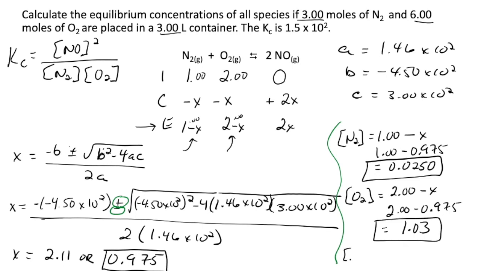And the concentration of NO is 2x, which is 2 times 0.975, and that is 1.95. And each of these are molar.